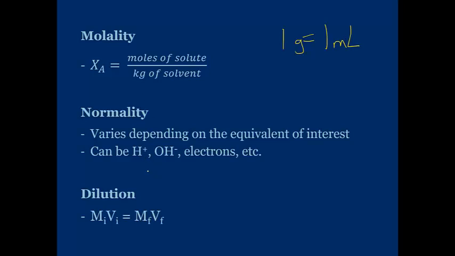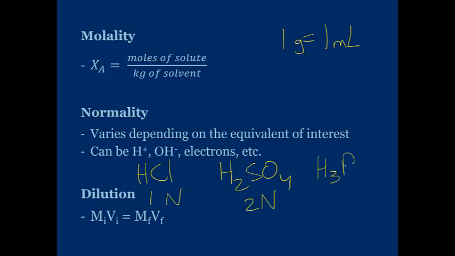So if I were to look at an acid, let's say HCl, this would have one normal H. Whereas if I were to look at H2SO4, this would be considered two normals. So I have one normal and two normals. And obviously, this can continue on indefinitely. So basically, you need to look at what your equivalent of interest is when you're doing your calculation. Especially with acids and bases, this is going to be important. A dilution is quite simply stating that the molarity times the volume has to be the same for the initial situation and the final.